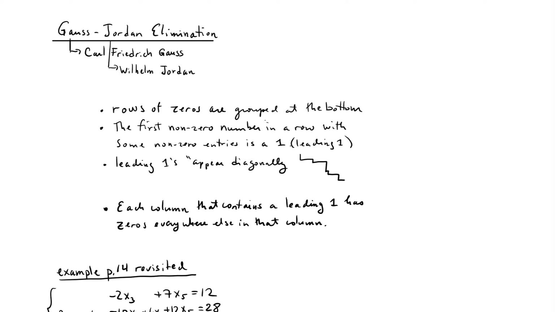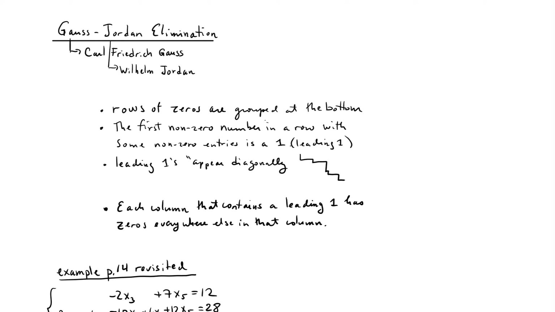This video is about a modification of Gaussian elimination called Gauss-Jordan elimination. Now, let's remember what the goal of Gaussian elimination is. The goal is to take an augmented matrix and perform some row operations that will put that augmented matrix into row echelon form.